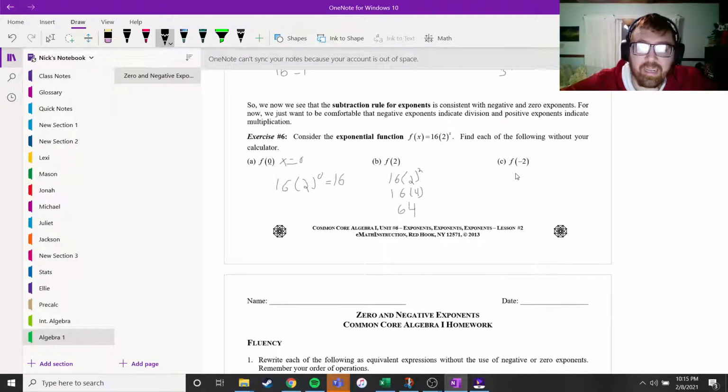If we plug in negative 2, we would have 16 times 2 to the negative 2, which is going to be 16 times 1 over 2 squared, which is equal to 16 times 1 over 4, which is going to be 16 over 4, which is equal to 4.